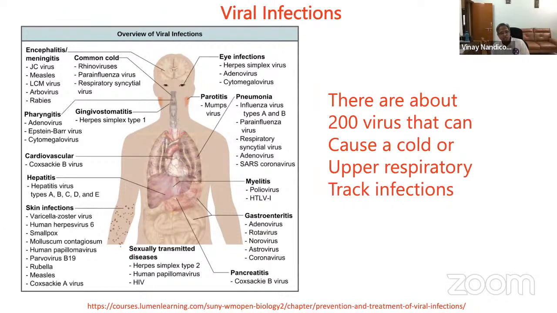animal viruses, and we have viruses that affect us. See, here is the list of viruses that affect us. There are so many viruses and so many things we end up getting because of viruses. There are approximately around 200 viruses that can cause the common cold that we all get, or any of the upper respiratory tract infections.